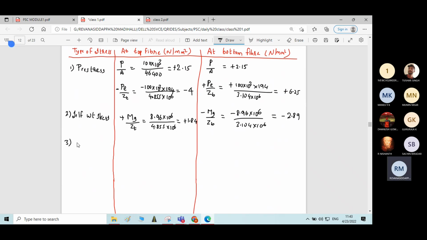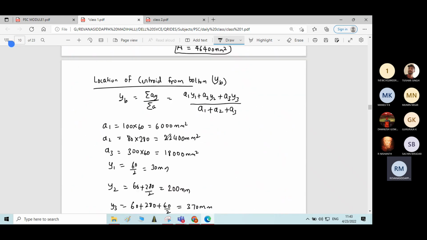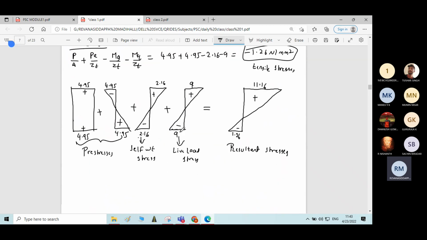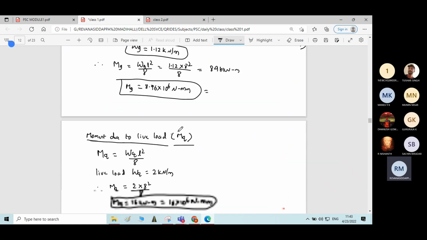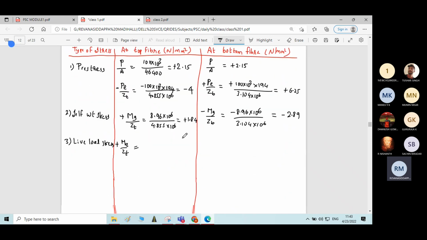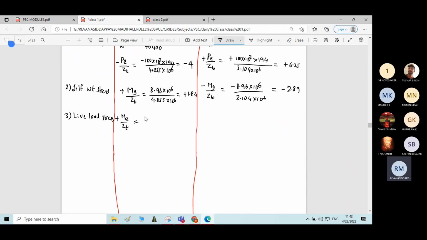The last type of stress we have is live load stress. The sign convention for live load stress is the same as self-weight stress. You can see here in the figure: plus top fiber, minus bottom fiber. Only in place of Mg, Mq will come into the picture, the moment due to live load. Plus Mq by ZT. Mq is 16 into 10 power 6 Newton per millimeter divided by 4.855 into 10 power 6. The answer for this is plus 3.3.